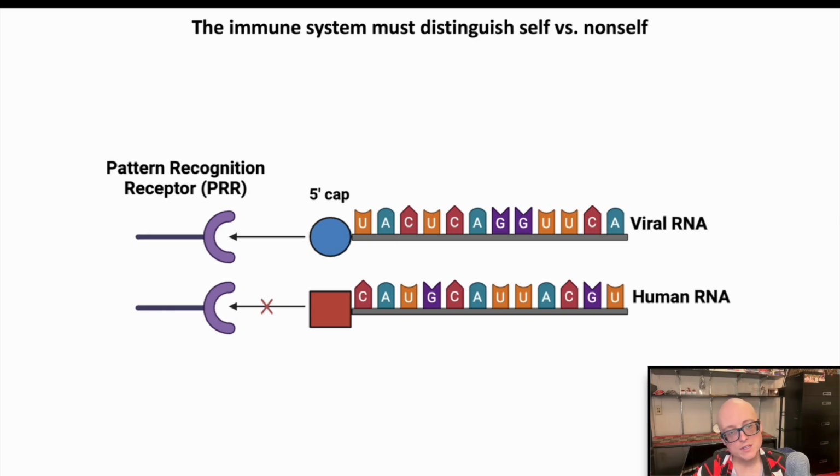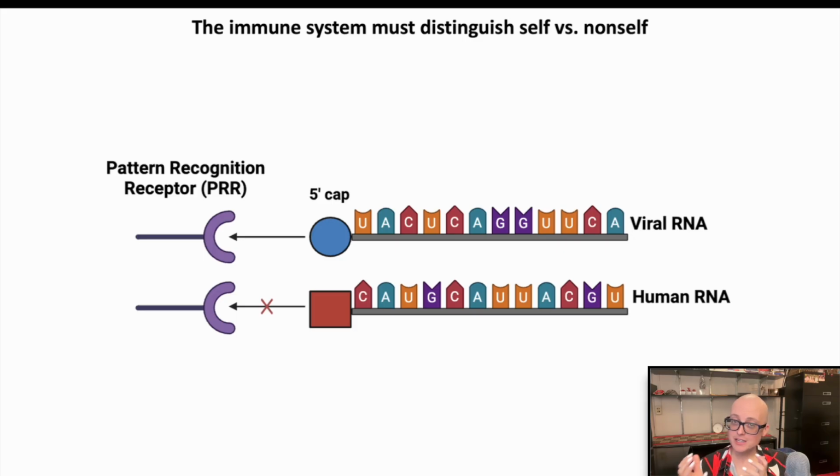So you can see here, for example, that we express pattern recognition receptors that are capable of distinguishing the 5' cap of viral RNA from the 5' cap of our own human RNAs. And again, we're oversimplifying. We can imagine that the 5' cap of a viral RNA is somehow more circular and therefore is more complementary to this kind of round pattern recognition receptor that we have, which is then incapable of recognizing the more square, quote unquote, 5' cap of the human RNA.